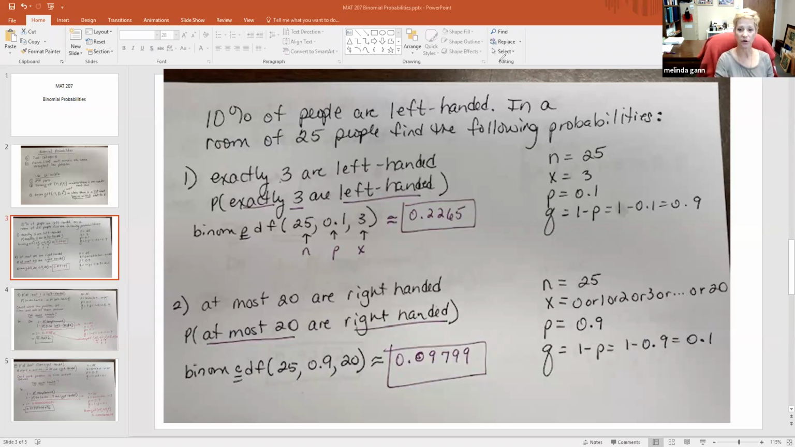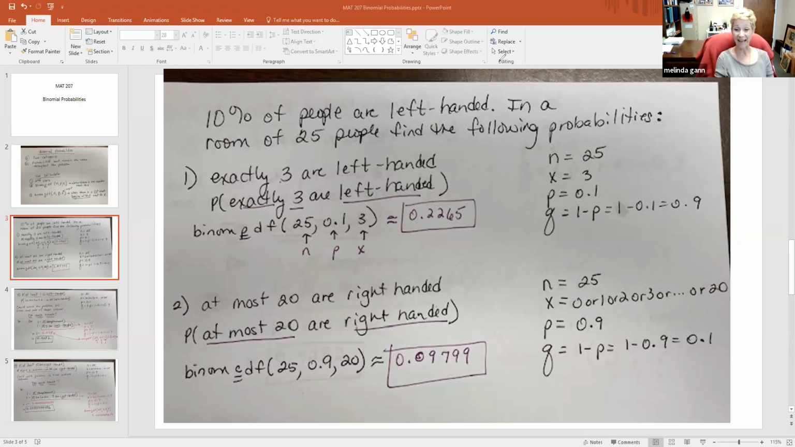Then you do your P, your X, your N, and your Q. N's my total. Remember, my total was 25. So X are the numbers in the parentheses: 1 or 2 or 3 all the way to 25. All right, which category is in the parentheses? Left-handed. So P has to go with left-handed. So you can scroll back over here and remember that 10% were left-handed. So P was 10% as a decimal, or 0.1. And then Q, remember, is 1 minus P. So that's where I got the 0.9. Now, once I get all of these filled in, then I'm ready to go grab my formula.